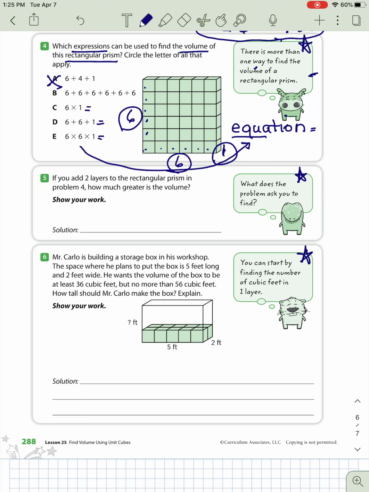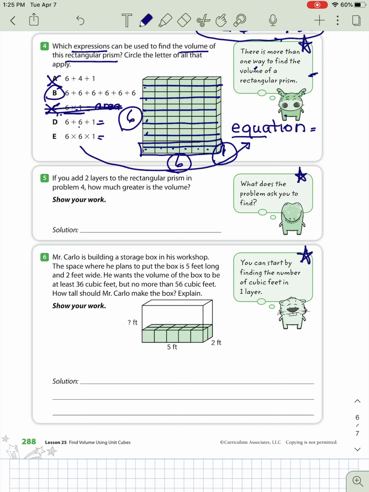Do I have 6 groups of 6? Well, 6, 6 more, 6 more, 6 more, 6 more, 6 more. Yep, that's going to work. Do I have just 6 boxes here? No, because this right here is 6 cubes, so that isn't even possible. And notice I also only have 2 factors. Volume, this would be area, because there's only 2 factors. So that is one I can eliminate right off the bat, okay?